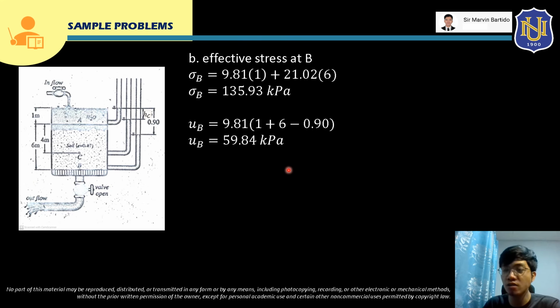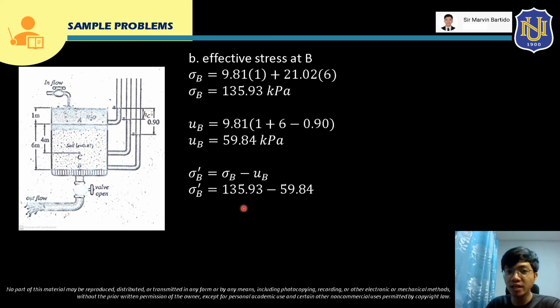Solving for the effective stress, that will just be the total stress minus the pore water pressure. So it will be 135.93 minus 59.84. The result, class, is 76.09 kilopascal. So, this is now the effective stress at point B.